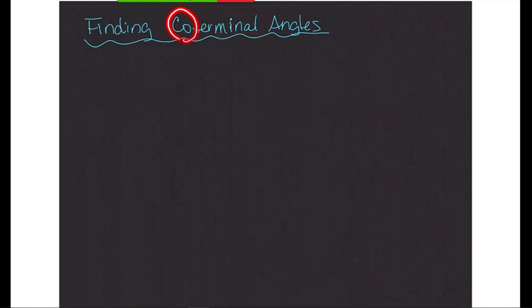What does co mean? If you're on a co-ed team, yeah, or more than one, right? Or you're sharing it, right? If you're on this co-ed team, the boys and the girls are sharing the same team type thing, right? So if we're talking about a coterminal angle, we're talking about 2 angles, and guess what those angles are going to do? They're going to share that ending side, right?